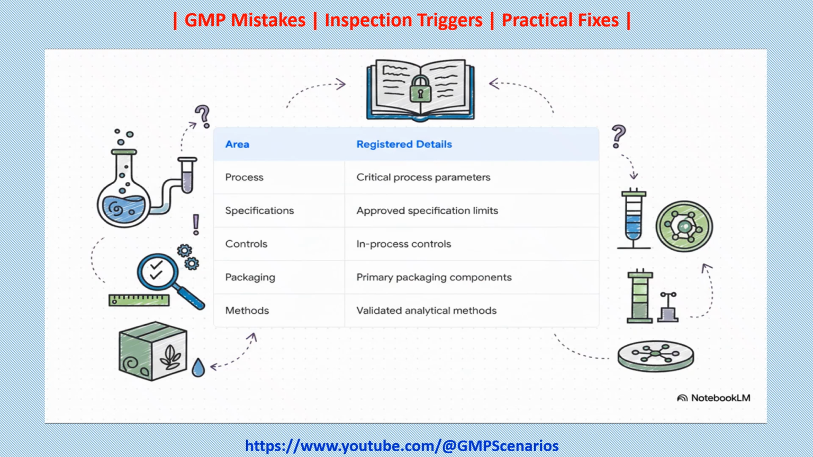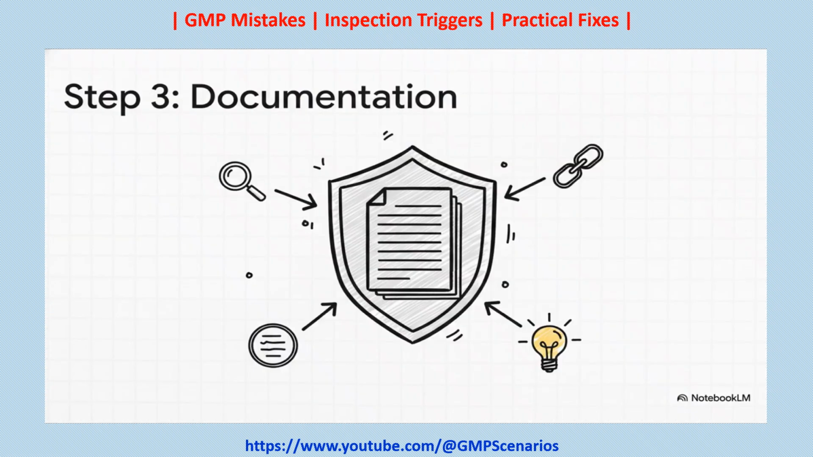So let's zoom in on that first step for a second. When we say registered details, that isn't some vague concept. We're talking about concrete specifics. Things like your critical process parameters, the exact specification limits you filed, even your primary packaging components. You really have to know precisely what's in your dossier before you can even begin to assess the impact of a change.